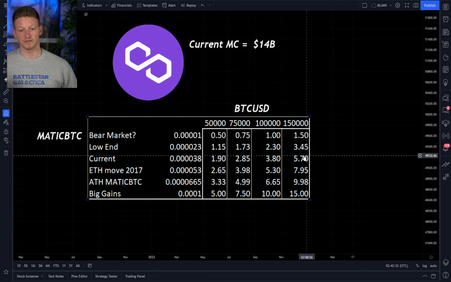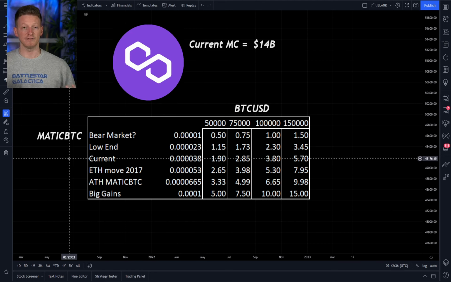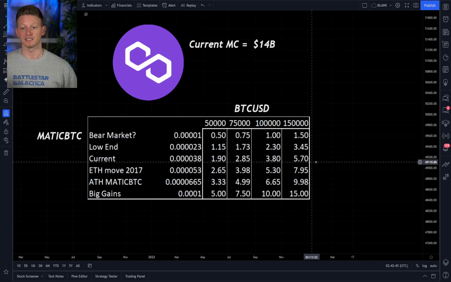And if it went up to $150,000 and we stayed at the exact level that we're at against Bitcoin, meaning if you invested in MATIC or Bitcoin, your percent gain would be identical regardless of which you picked, you would be at a $5.70 MATIC.